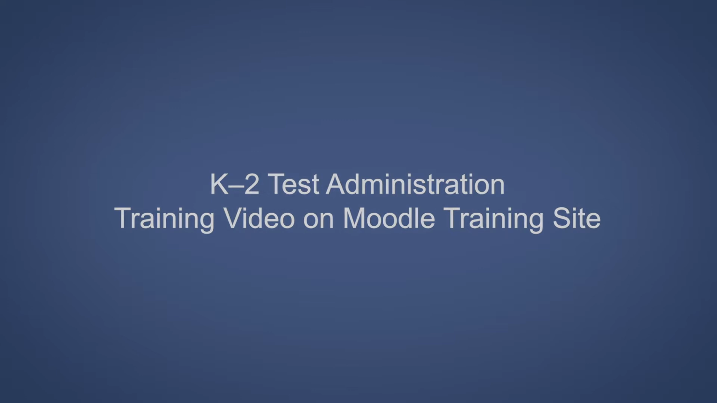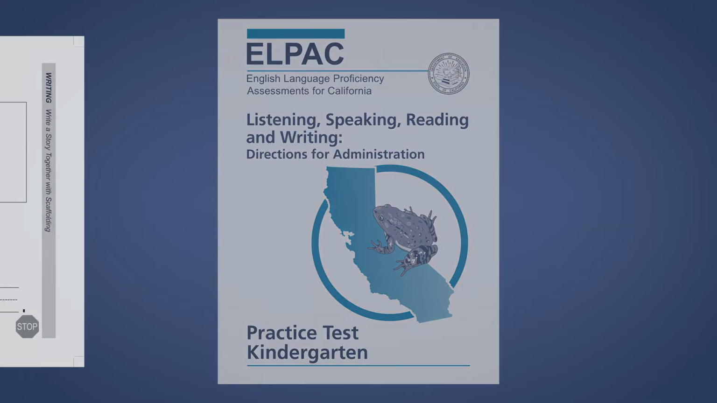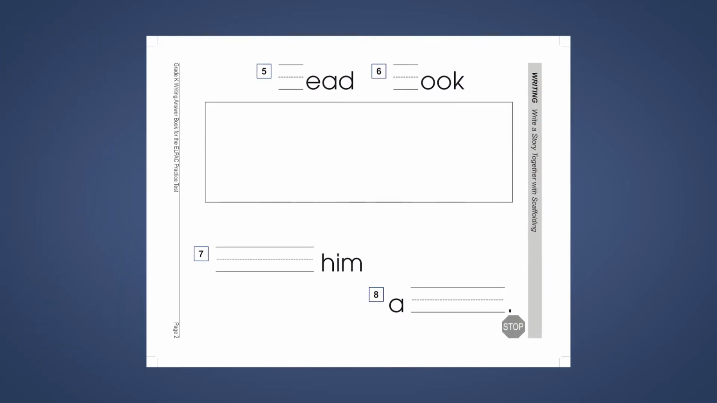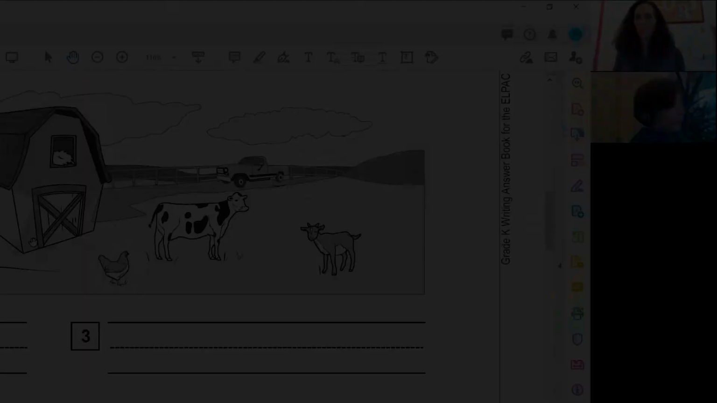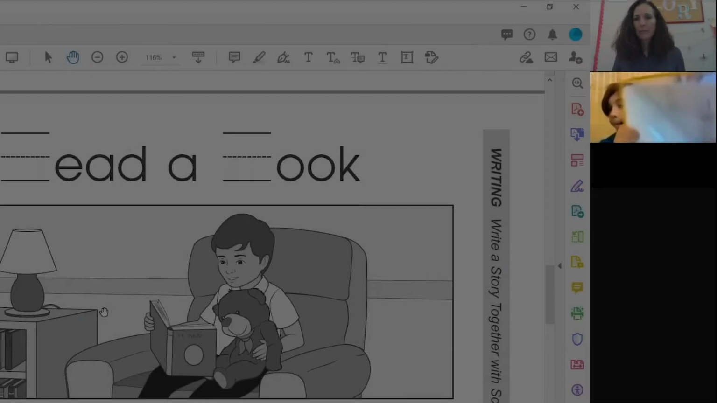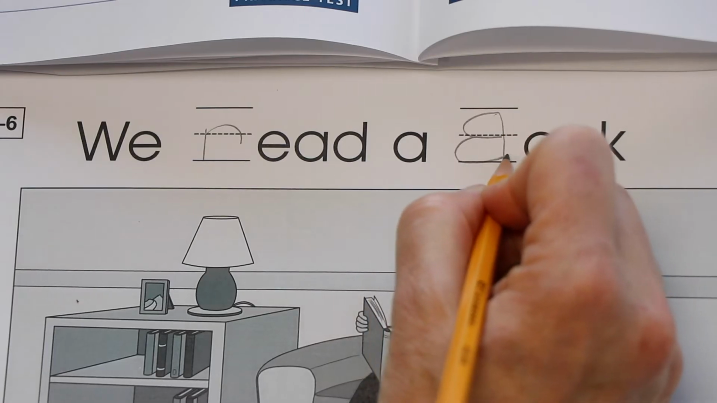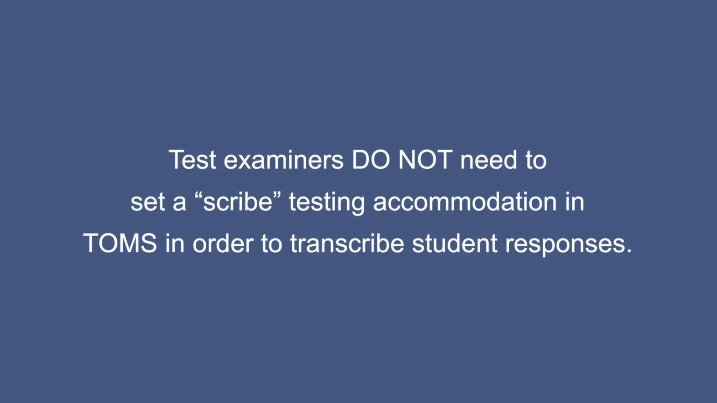For the purposes of this video, we will be using the ELPAC practice test. For a remote administration of K2 writing, students can respond using the student writing response sheets, a blank piece of paper, or a whiteboard. Test examiners will transcribe student responses onto the answer book. Test examiners do not need to set a scribe testing accommodation in TOMS in order to transcribe student responses.